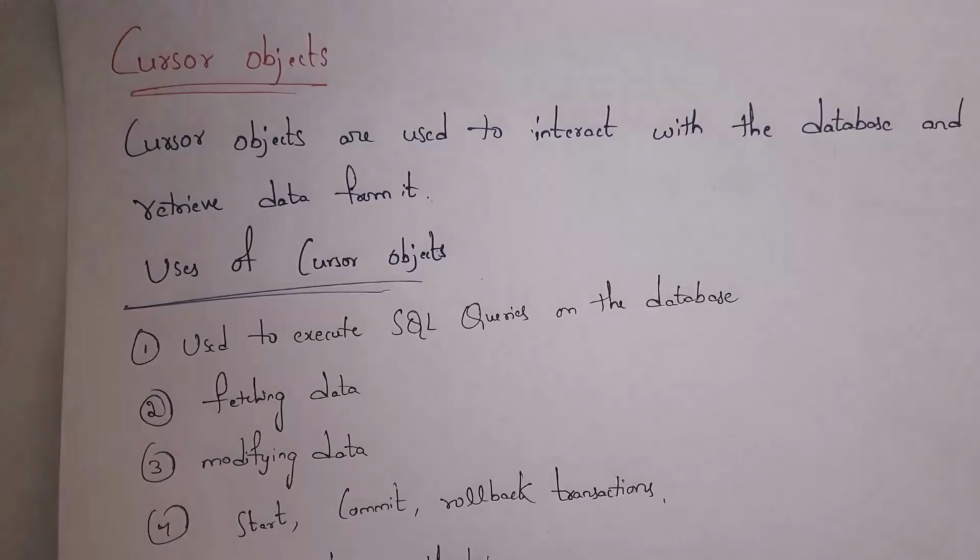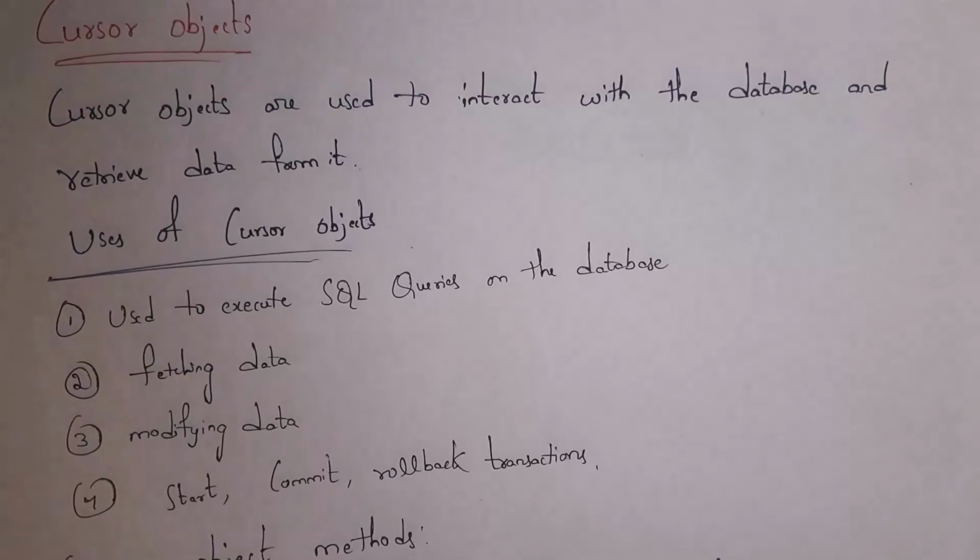Next I will explain cursor object methods and attributes. By using the cursor object, we can interact with the database and as well as retrieve data from the database.